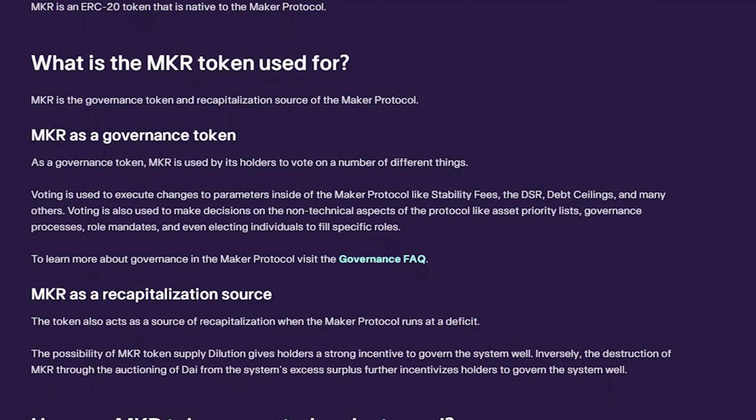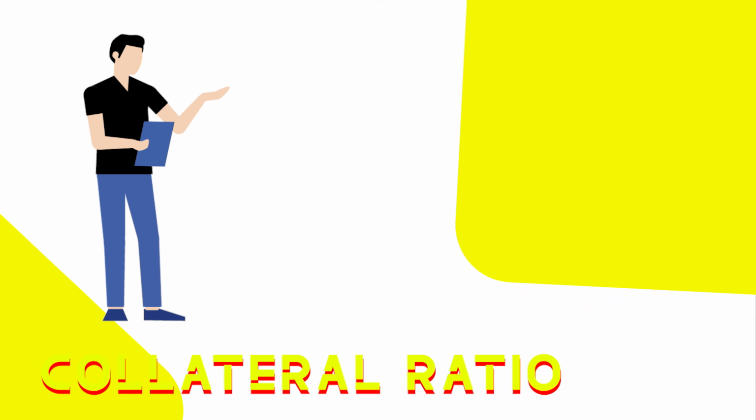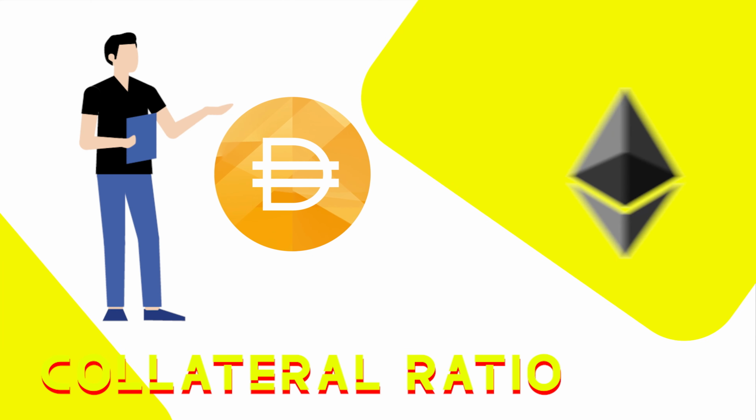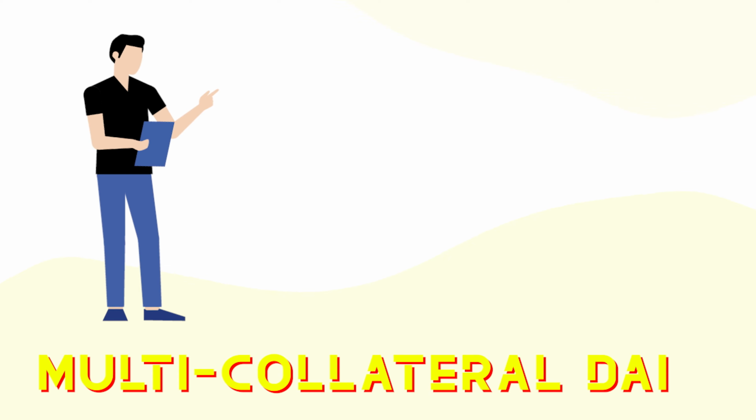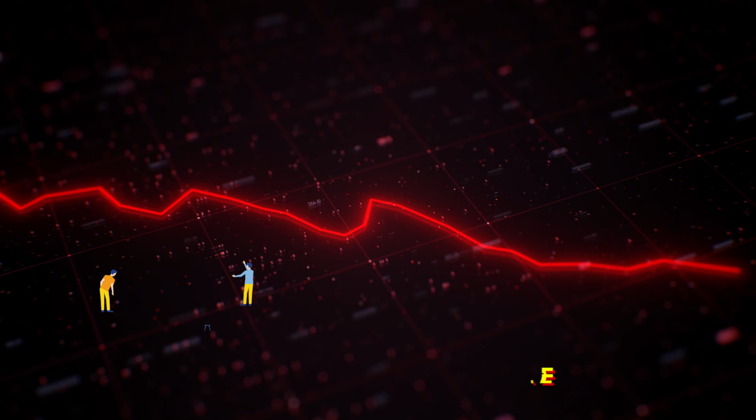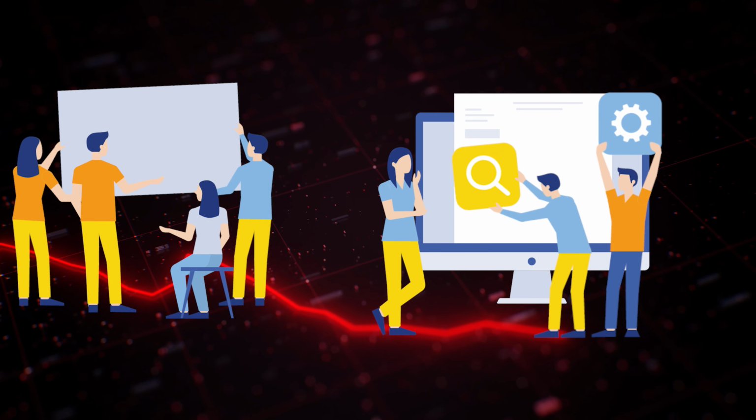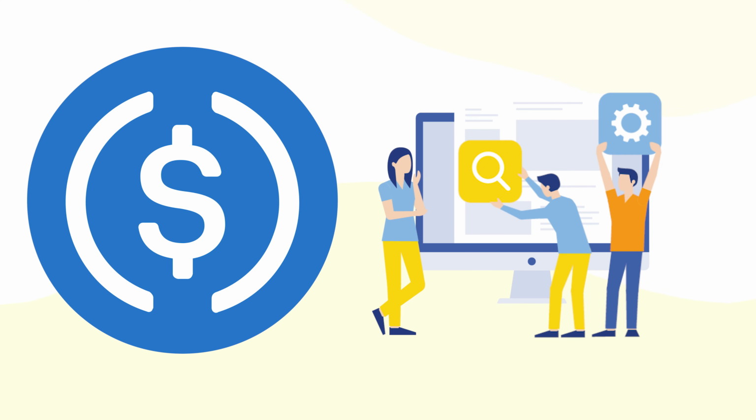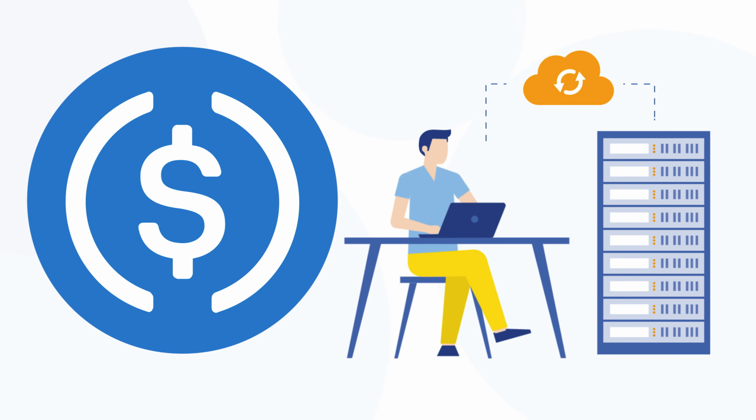And the holders of the MKR token and the core units within the MakerDAO are the ones that decide these collateralization ratios as well as these interest rates, and they decide them differently for different types of collateral. It used to be that there was only single collateral DAI, when only ETH was allowed to mint DAI. Then it moved to multi-collateral DAI. They started incorporating things like wrapped Bitcoin. Then during the flash crash of March 2020, they realized they needed more stable collateral, which is when they started integrating USDC. And now USDC actually makes up the majority of the collateralized debt positions within the MakerDAO system.